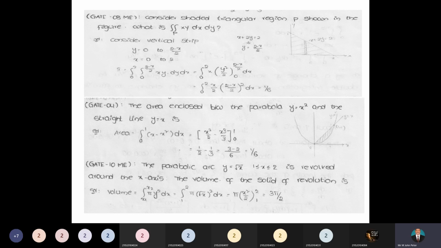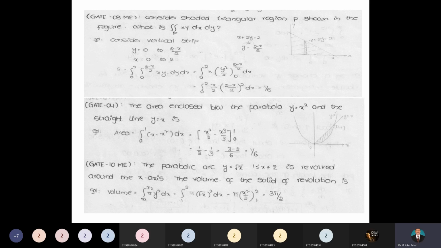That form, in the first quadrant, intersects at the points a comma 0 and 0 comma b. So based on that, here 2 comma 0, and this one is 0 comma 1. X value 0, y value 1. Like that you will get the triangle shaped region.